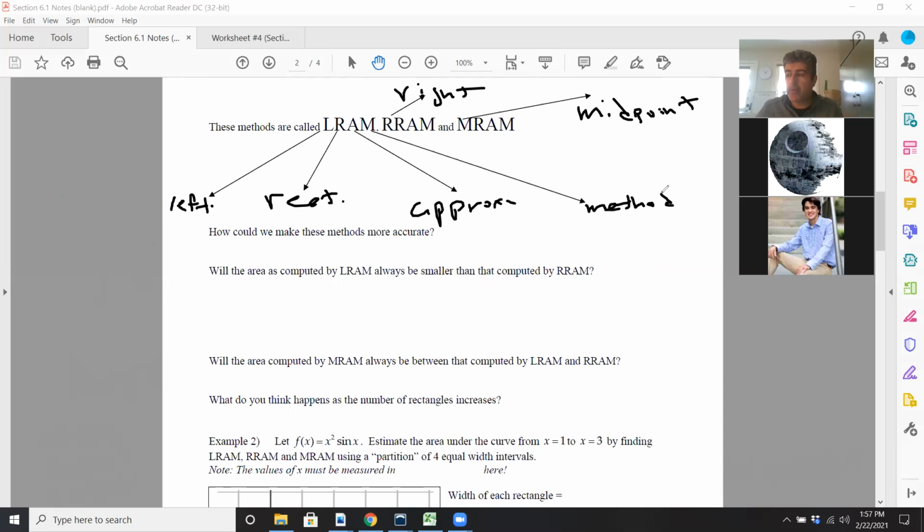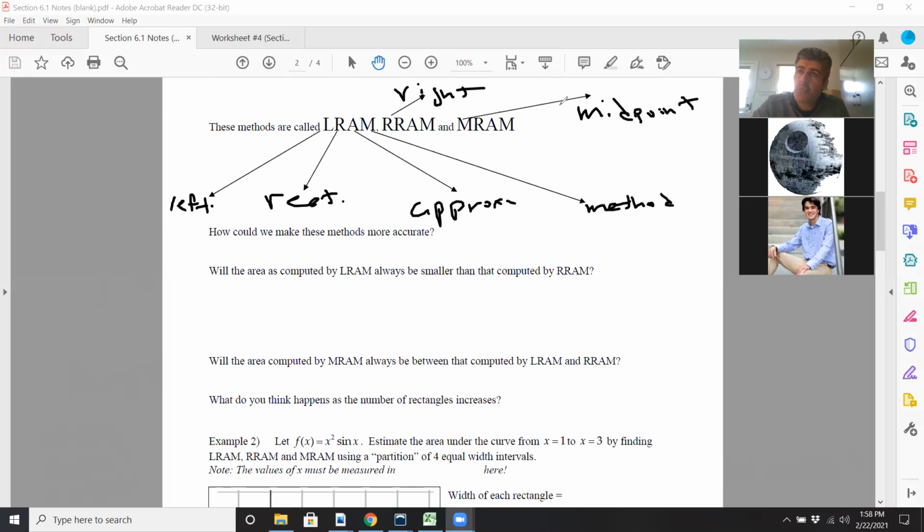So we're taking a very geometric approach for now, and we're going to connect it to calculus later in the week. And then that's going to be the basis or the foundation for the definite integral, which is the key idea for this week. So how can we make these methods more accurate? Anyone have an idea? Obviously the Lram wasn't very accurate on the previous page, nor was the Rram. The Mram is a little more accurate, but what if I want to make all three of these methods accurate? I only did 3 rectangles, right?